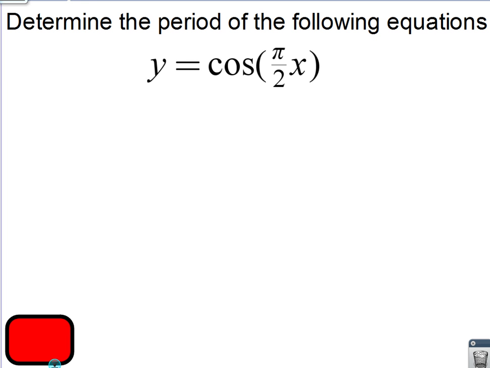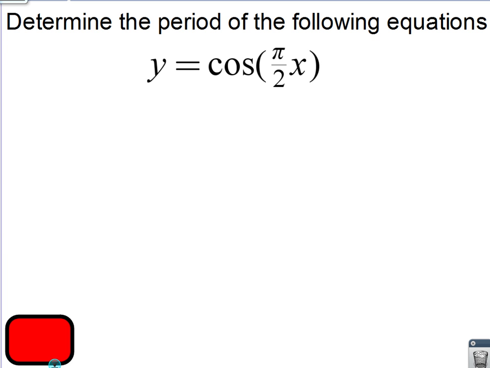Determine the period of the following function. The cosine of pi over 2 x. If a number is being multiplied by x, it doesn't stretch it by a factor of pi over 2. You always have to flip it, right? If it was 2/3, it'd be a factor of 3/2. If it was 1/2, it'd be a factor of 2.